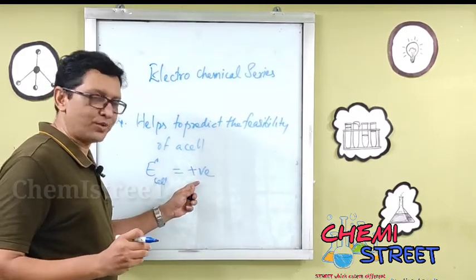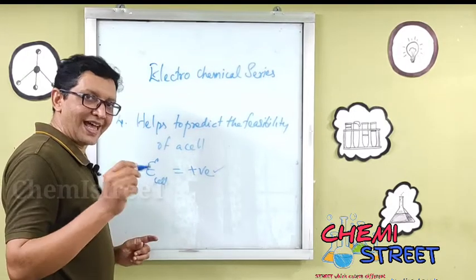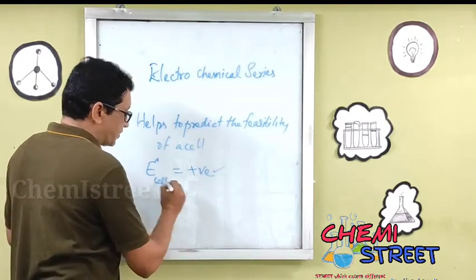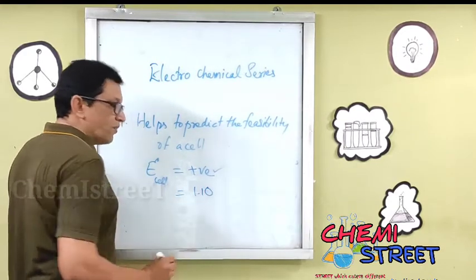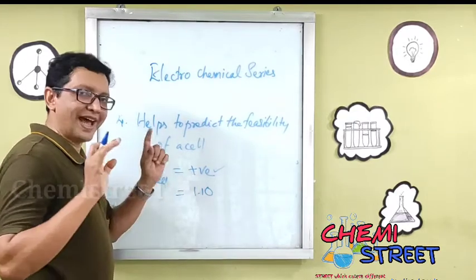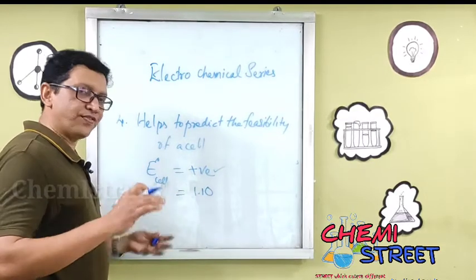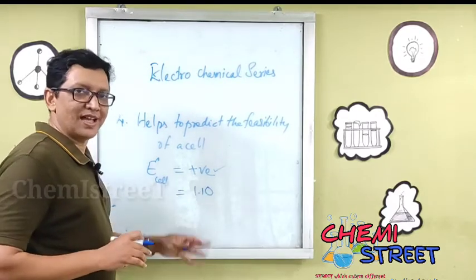If you are getting a positive value, that shows the cell will function. We have seen in the case of Daniel's cell, what about the E cell? It is 1.1. So this particular cell has a positive value. So Daniel's cell will function if the anode is zinc and the cathode is copper.